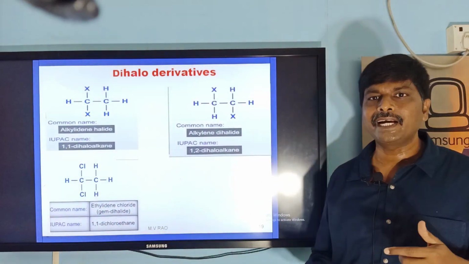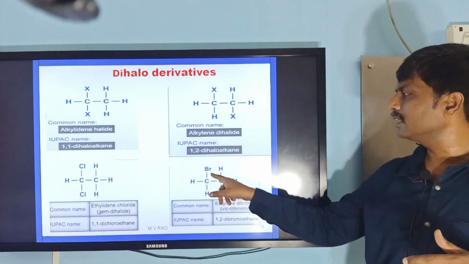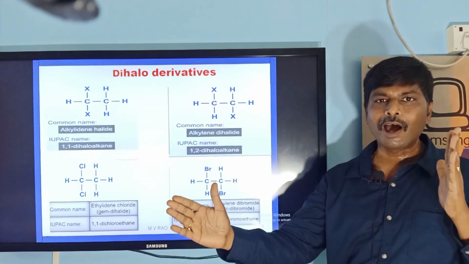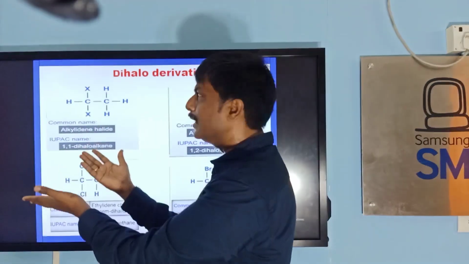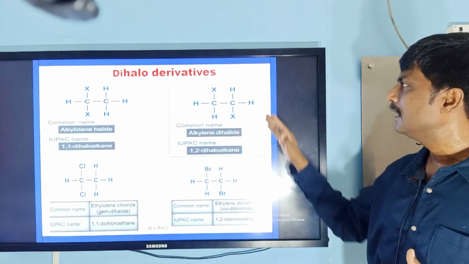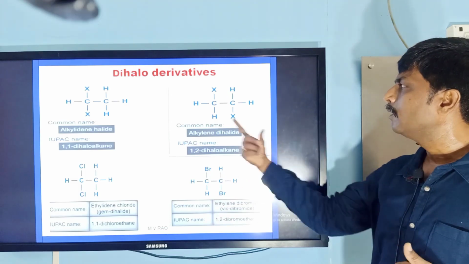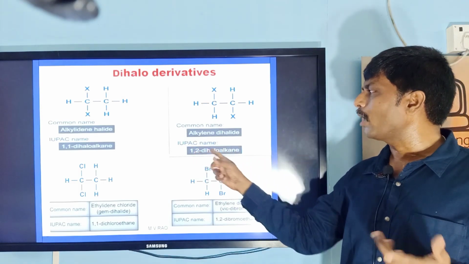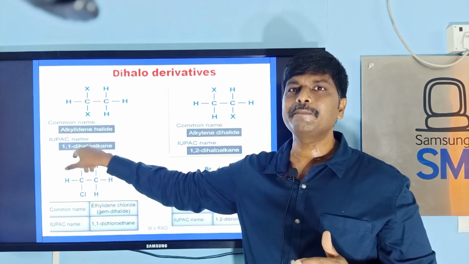You can see another variety, that is vicinal dihalide, because two bromines are present on adjacent carbons, alpha beta, 1,2. Adjacent means vicinal, same means geminal. So dihalo derivatives are of two types, geminal and vicinal. It is a real example with bromine atoms. What is the common name? Alkylene dihalide. What is the IUPAC name? 1,2. Numbers will differ here; the same number will come in geminal because of the same carbon.